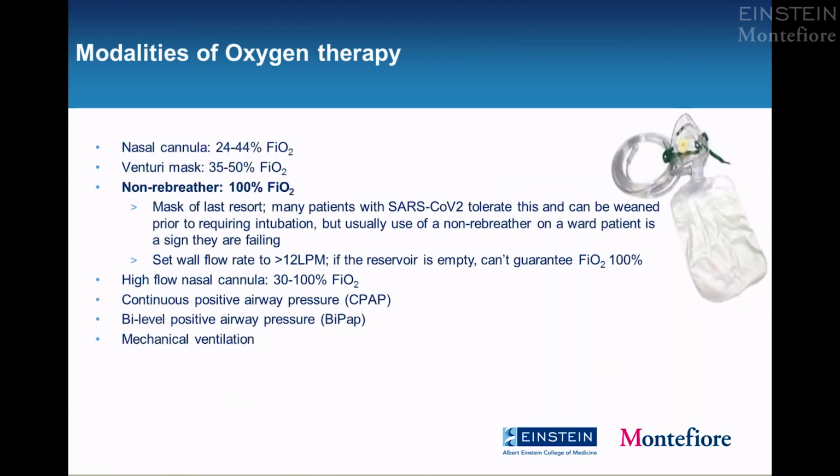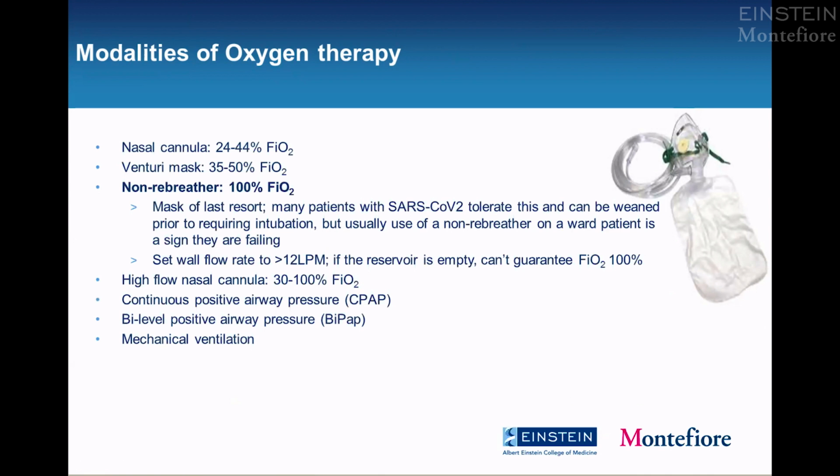So next is the non-rebreather mask. So the non-rebreather, as we all know, delivers 100% of FiO2 for the most part. Depends on how tachypneic the patient is and whether this reservoir bag is full. I would recommend thinking of it as the mask of last resort, whether or not a patient has COVID-19 infection. Interestingly, though, in patients who do have COVID-19 infection, many of them seem to tolerate this pretty well, and some can actually be weaned prior to requiring intubation. So I would say we could probably use this more aggressively in this population than in your average patient.